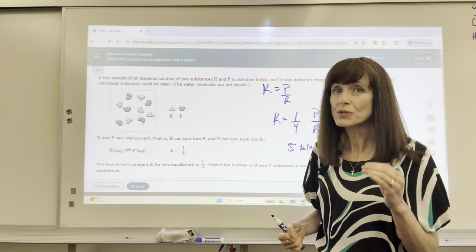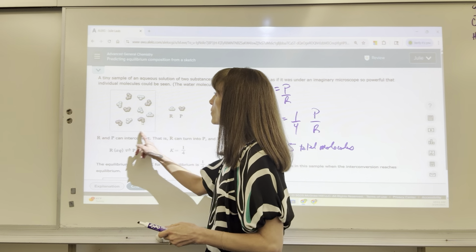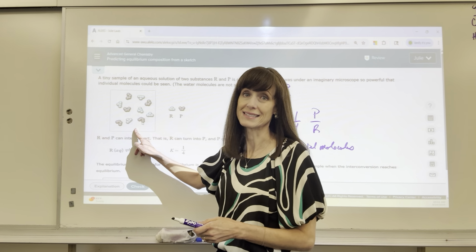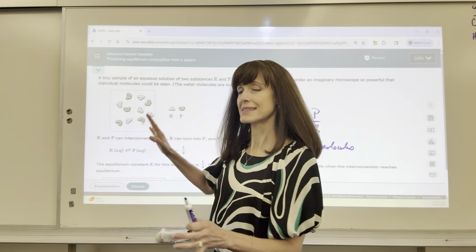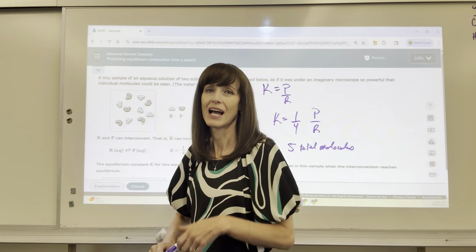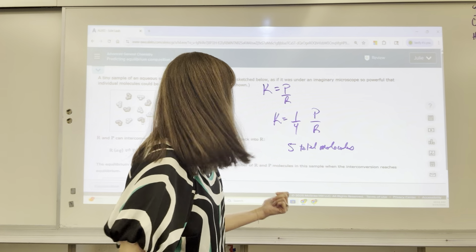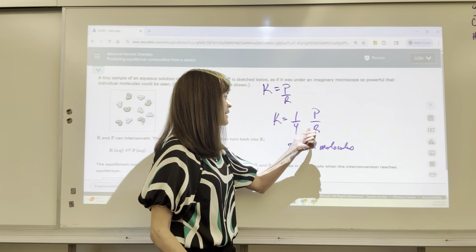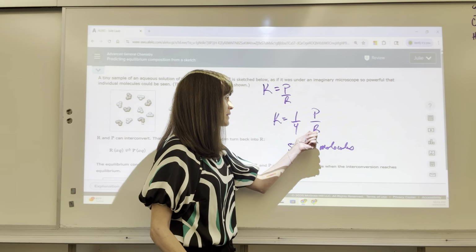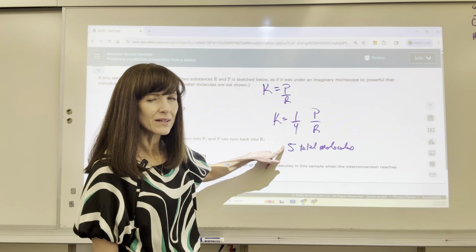To answer this question, all you need to know is the total number of particles inside of the container. Let's count the total number. 1, 2, 3, 4, 5, 6, 7, 8, 9, 10. I've got 10. So you're thinking, if I have 10 particles, how many products do I need? How many reactants do I need? It's always 1/4. If it's exactly 1/4, it's 5 total molecules. I've got 10. So how many do I need of each?